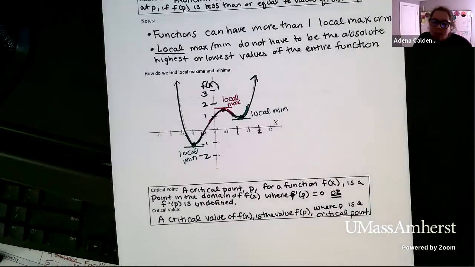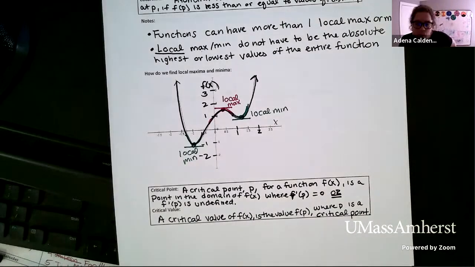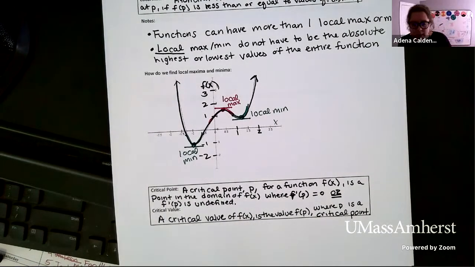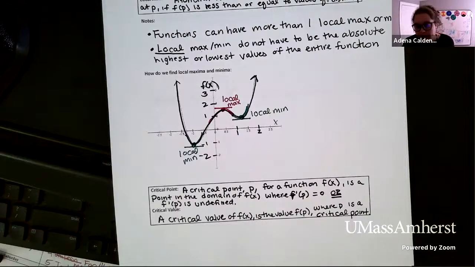A critical value is the y value that goes with that x value. So for the whole point, x comma y, you would have the critical point comma the critical value. Typically, we're just looking for the x value for the critical point, but just in case it comes up in Wiley, the critical value is the corresponding y value. So that's where we start.